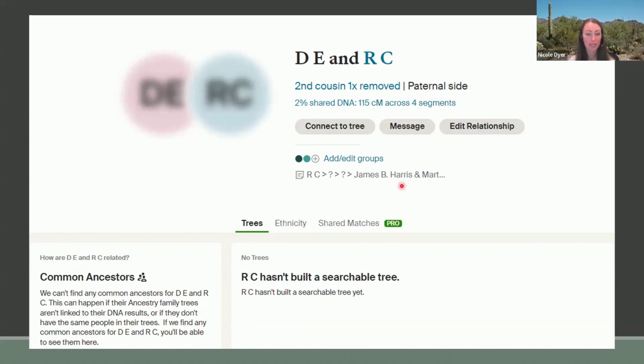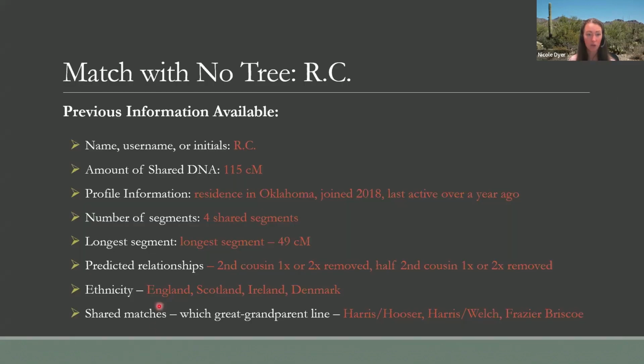But from there, we really can't figure out anything more because all we have are these initials and no tree information. So now let's look at the shared matches when we have the enhanced shared matches and see what we can learn. So here are the clues for RC. We just know the name is RC.